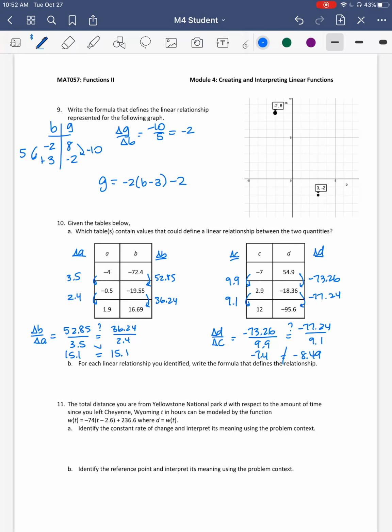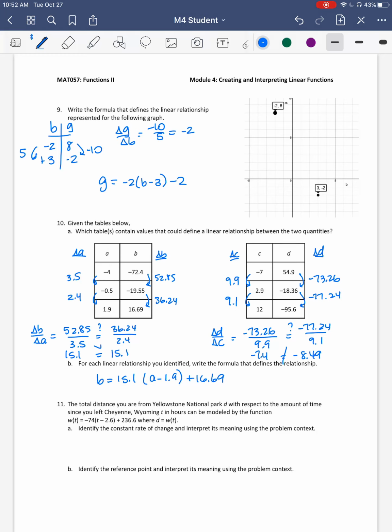So then part B just says, for each linear relationship, write the formula. So I know my rate of change is 15.1. I just need to pick one of those reference points. I'm going to pick the last one because there's no negatives. And there we go.